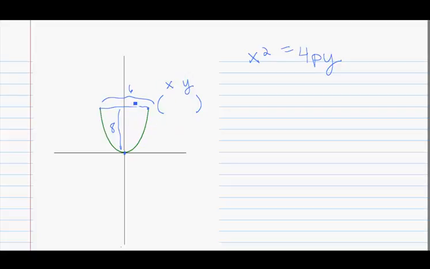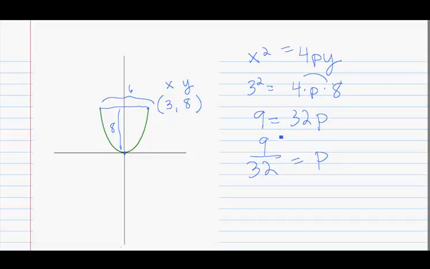The x-coordinate here is going to be half of 6, because it's being positioned over the y-axis. So the x-coordinate is going to be 3, and the y-coordinate is going to be 8. We substitute these values into this equation. So we get 3 squared equals 4 times p times 8. 9 equals 32 times p. Now we divide both sides by 32 to get p by itself. And this is actually our answer. However, it's going to be a little bit easier to measure when we turn it into a decimal number.